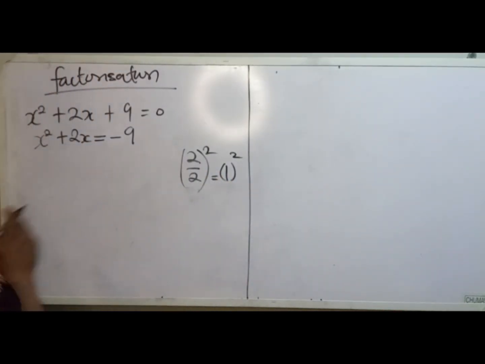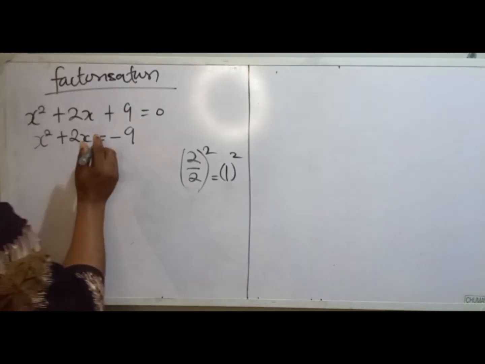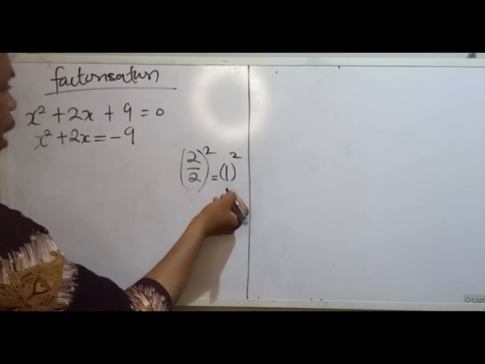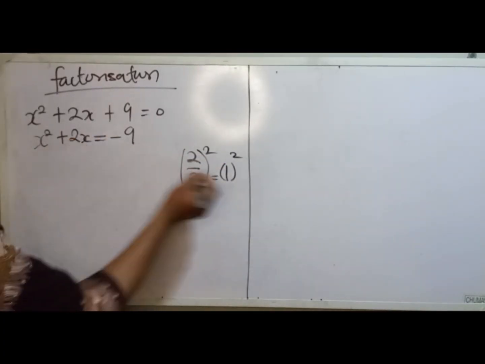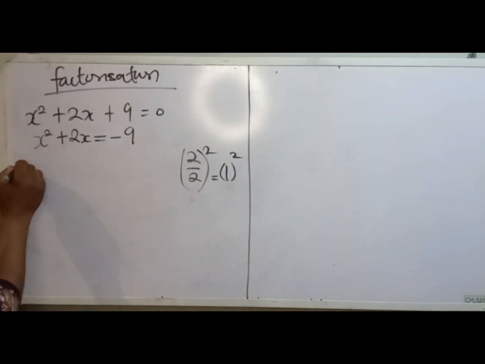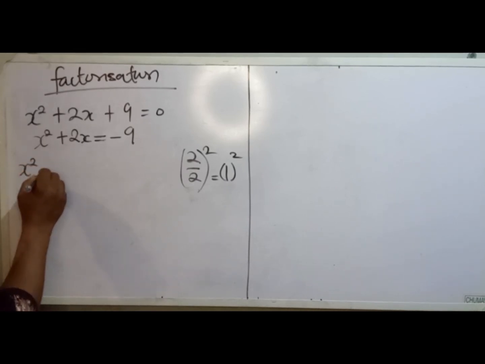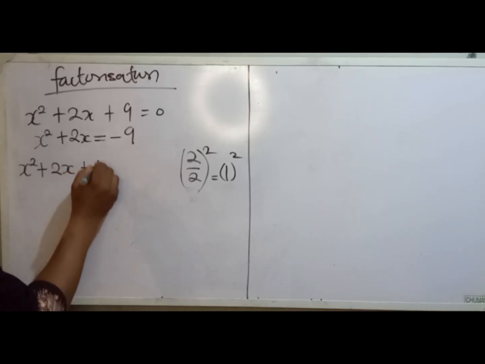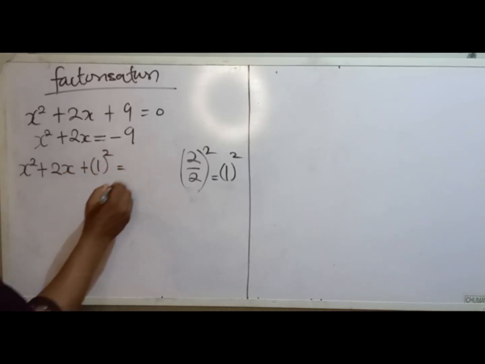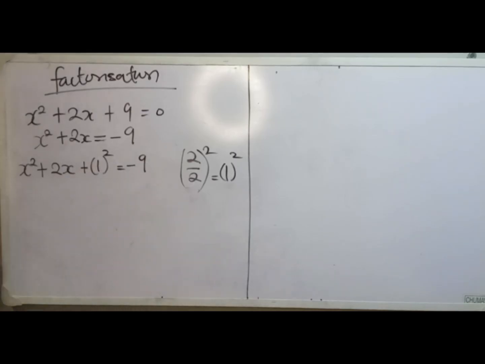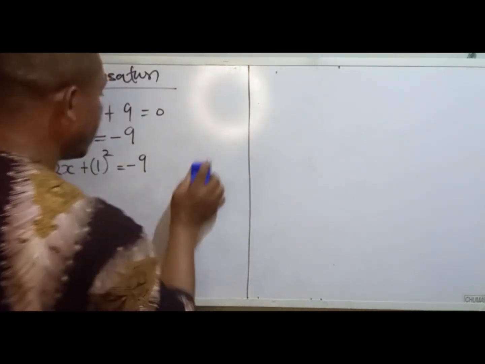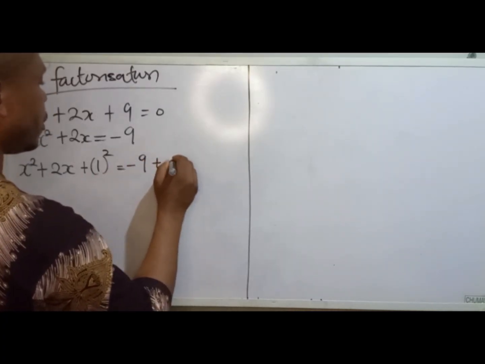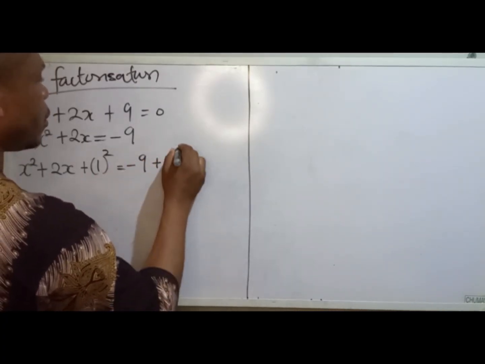You cannot add just to the left and not add to the right, in order to be able to balance the what? The equality sign. So let's go ahead and add half the coefficient of x, which is 1 squared. Now we're adding that to both sides. It will be x squared plus 2x plus 1 squared equals minus 9, right, plus 1 squared.